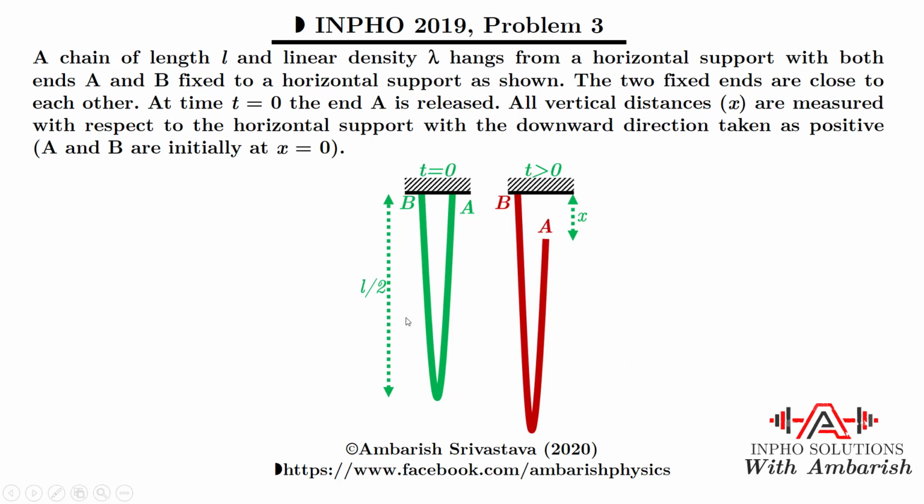Here you can see this is a chain and A and B are at negligible separation, although we are seeing it drawn at some separation, but we can assume that both the segments are almost vertical. So this chain is going to fall and end A is going to come down like shown in the right figure at t greater than 0. So now based on this physical situation, various questions are asked in the upcoming parts.